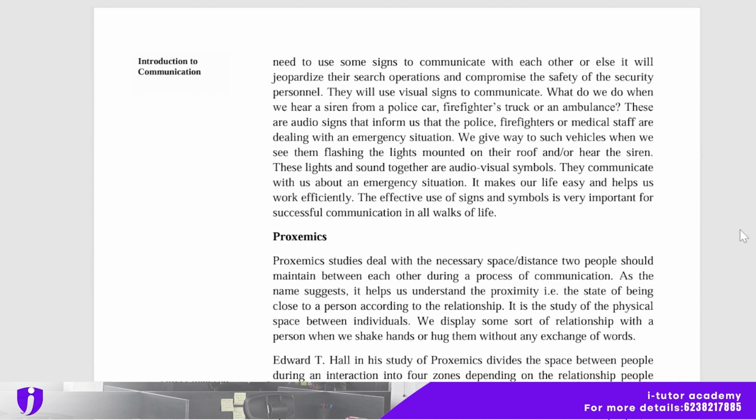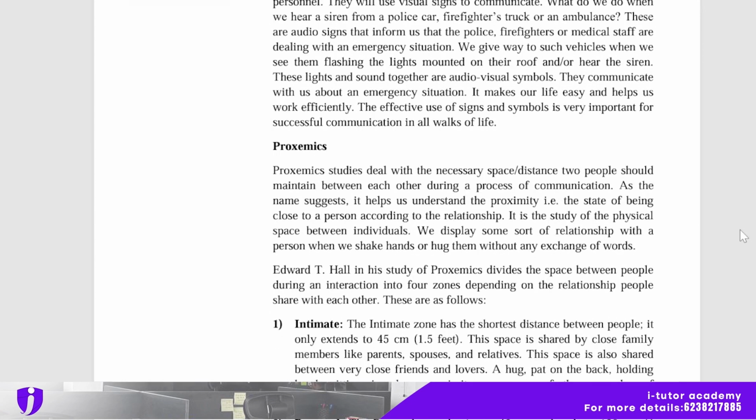Proxemics. What is proxemics? It studies the necessary space or distance two people should maintain between each other during the process of communication. And as the name suggests, it helps us understand proximity, the state of being close to a person according to the relationship.